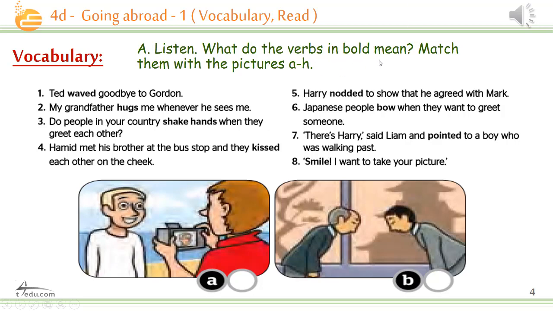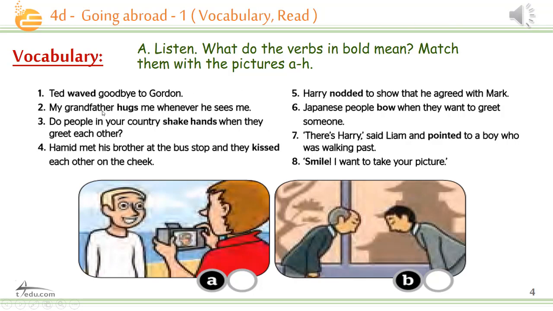What do the verbs in bold mean? Match them with the pictures from A to H. So the words in bold are these, the words that are a bit darker than the other words. So what do they mean? And then we are going to match them with the pictures. But first, listen carefully to these phrases.